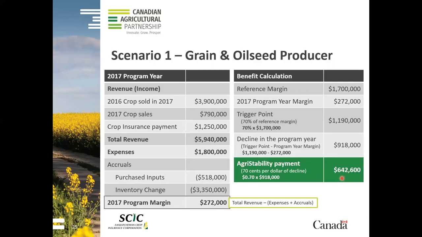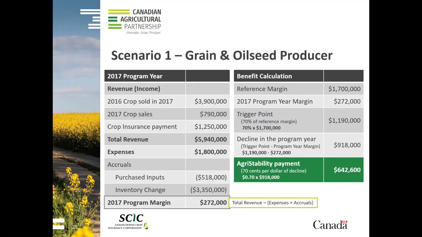Your AgriStability payment is 70 cents on the dollar of the decline. So you take the $918,000 times 70%. This producer received $642,600 from AgriStability. In this situation, the key payment driver is the accrual adjustment, change in inventory.